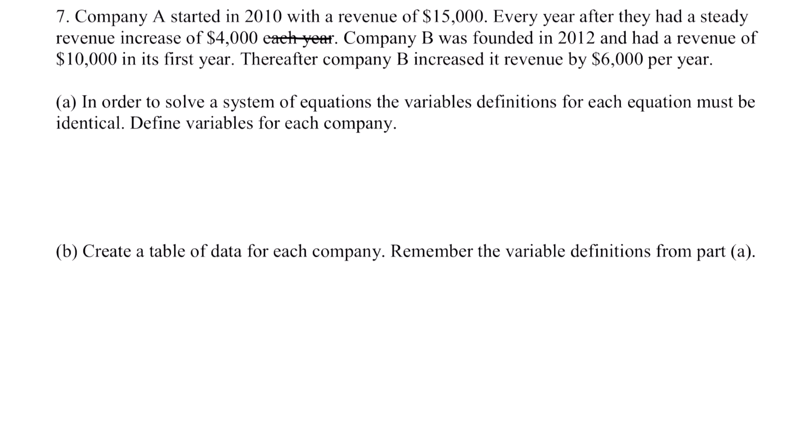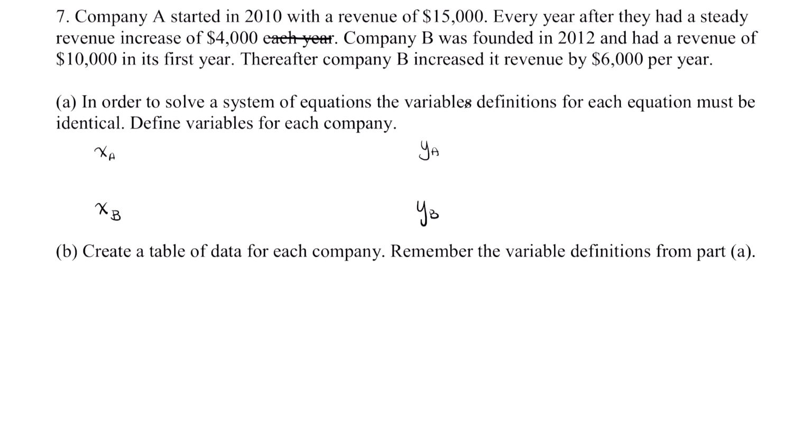Part A. In order to solve a system of equations, the variable definitions for each equation must be identical. Define the variables for each company. So we have two companies. Company A is going to have an X value and a Y value, and Company B is also going to have an X value and a Y value.